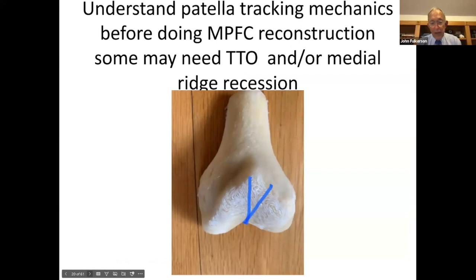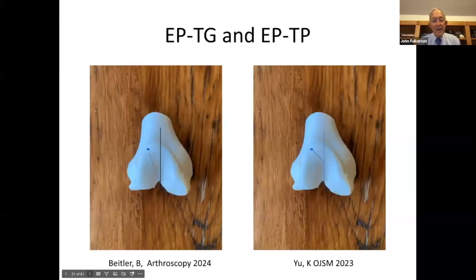EPTG. So if you look at the line on the right, that starts at the center of where the patella comes into the groove. That would be the entry point for the patella. And we draw a line from that to the top of the trochlear groove, and then a vertical line that's perpendicular to the distal condyles, and measure that angle. Next slide. So that's the same angle you see on the left there, article published in Arthroscopy 2024.